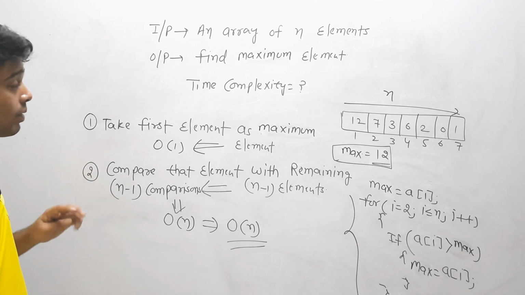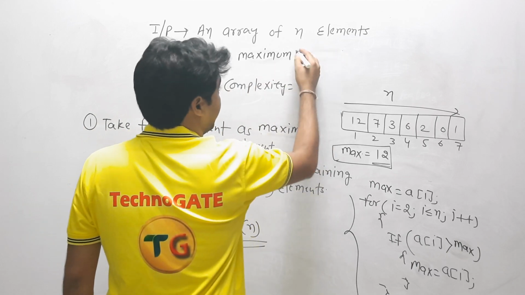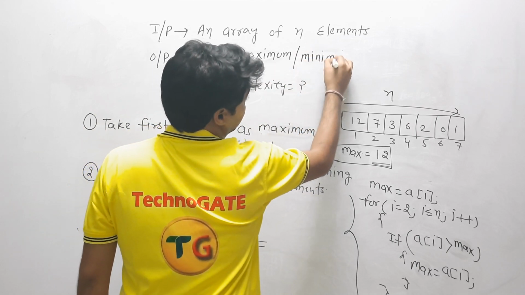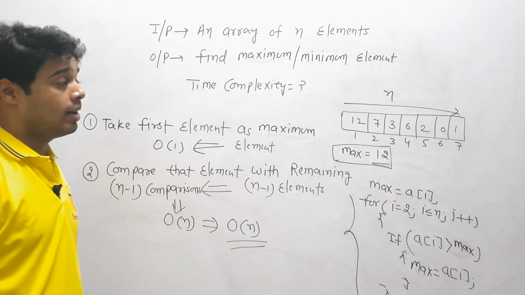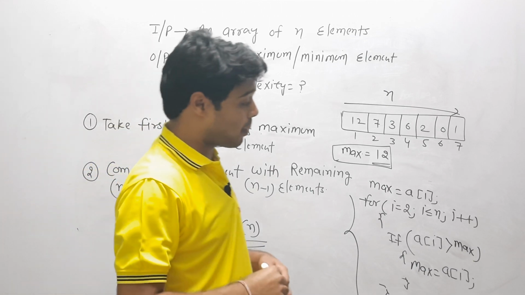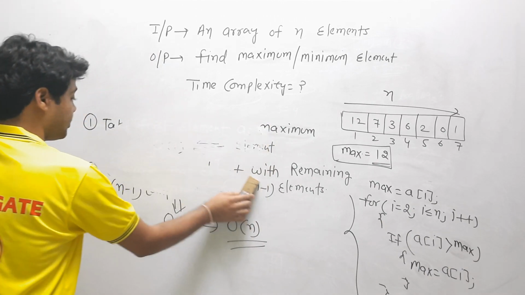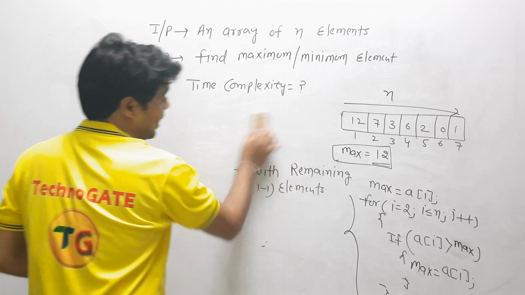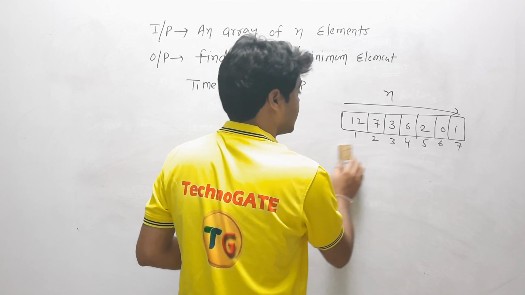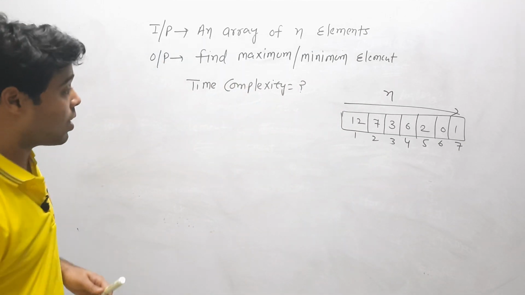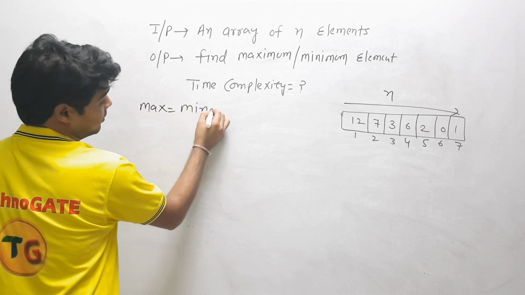Now the third problem they can ask is to find the minimum and maximum element, both. So what is the approach for finding the minimum and maximum? Finding the minimum takes order of n time, and finding the maximum takes order of n time. How much time will finding both take? Let's check. Again, take the first element as both the maximum and the minimum.